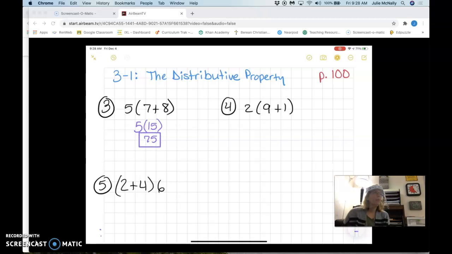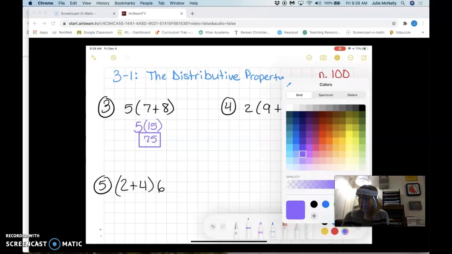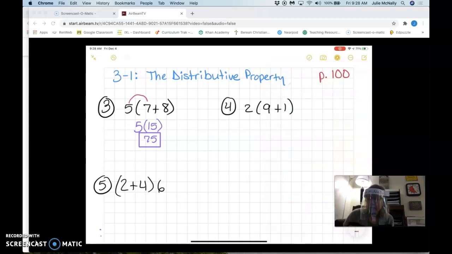Let's see what we get when we use the distributive property. So I'm going to solve the problem again using the distributive property. So 5 times 7 and then 5 times 8. What is 5 times 7? 35. And what is 5 times 8? 40. Okay. And now, since I have both numbers, they can be added together. What is 35 plus 40? 75. Did we get the same answer?